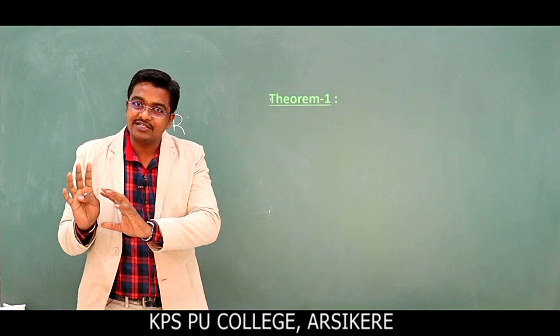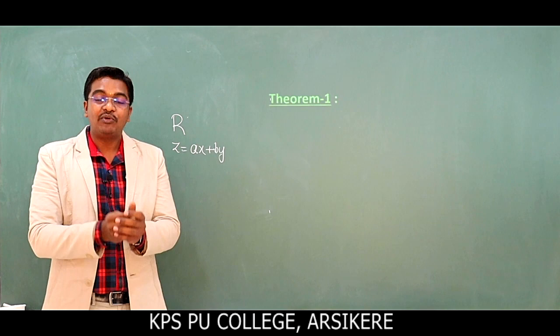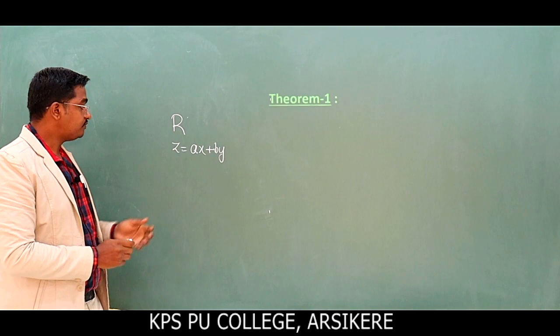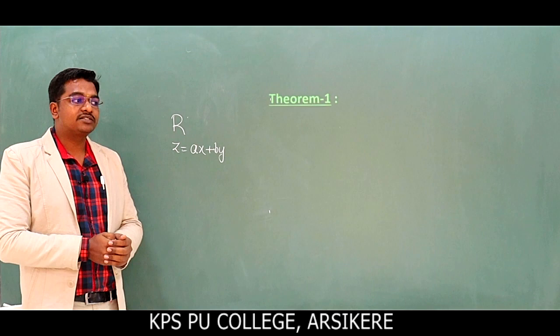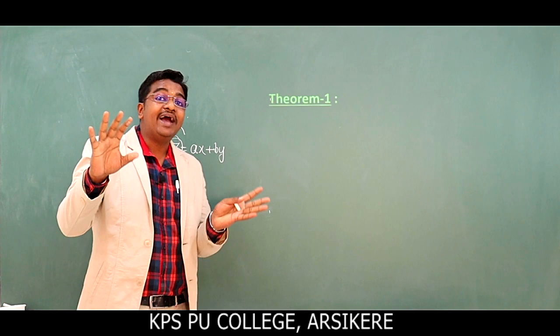Okay, and I will take another one here. Z is equal to ax plus by be an objective function. What is the objective function? It tells the aim or goal of the linear programming problem. So z is equal to ax plus by be an objective function where the variables x and y are subject to the constraints described by a set of linear inequalities. Then z has an optimal value. What is the optimal value? Maximum or minimum. Clear? Optimal means here maximum or minimum.